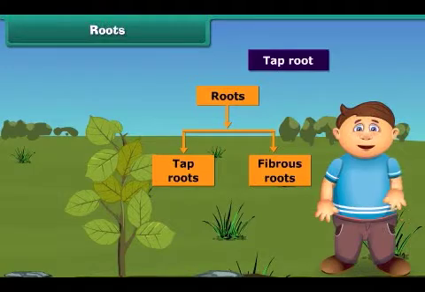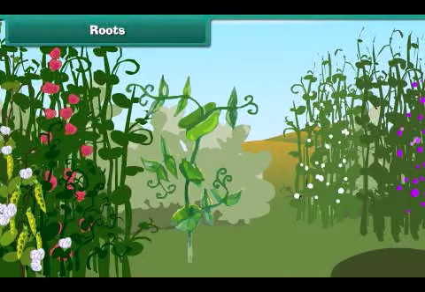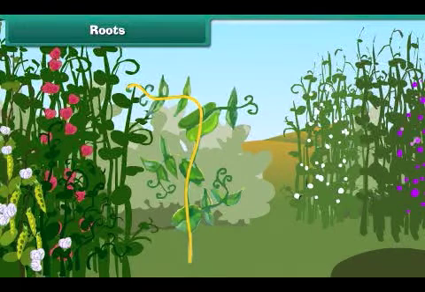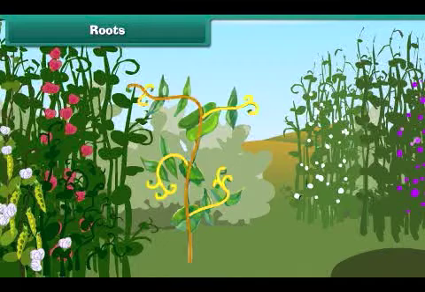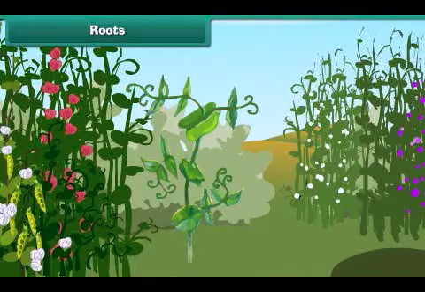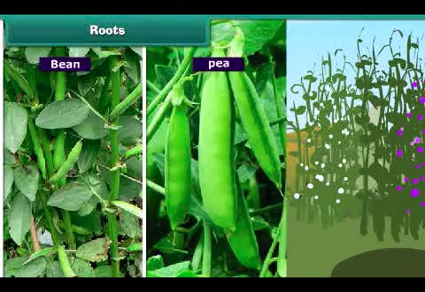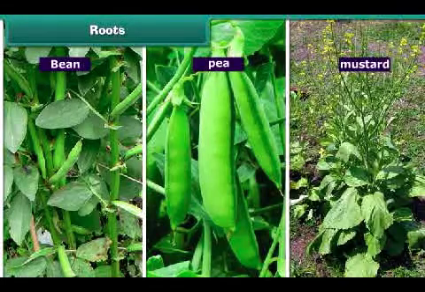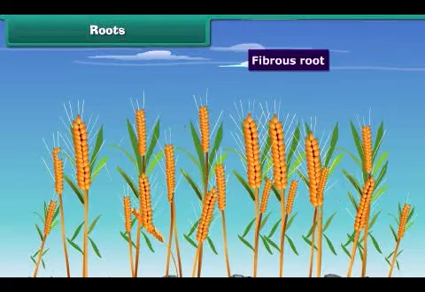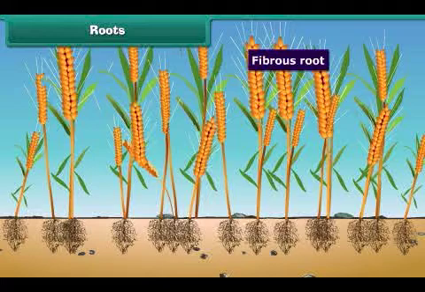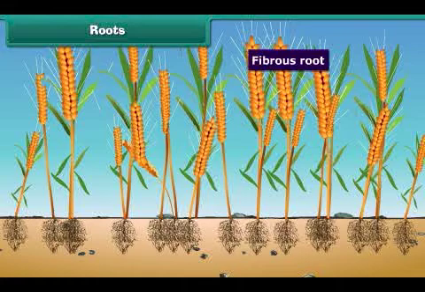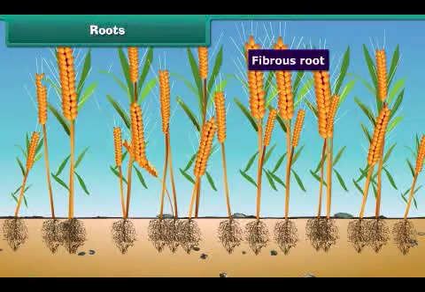But what are they? In a tap root, there is a main thick root that grows deeper in the soil. Several weak and thinner roots grow out from this main root. Tap roots are generally found in bean, pea and mustard plants. But in a fibrous root, a number of almost equal-sized roots are attached to the end of the stem. That is, there is no main root like the tap root. This kind of root is present in grass and wheat.